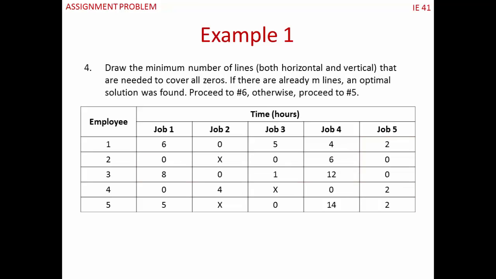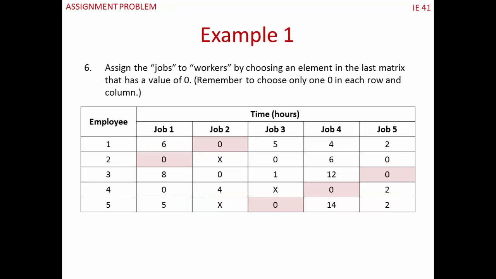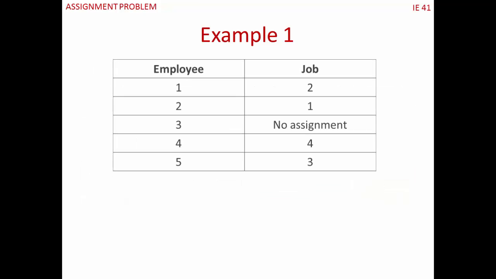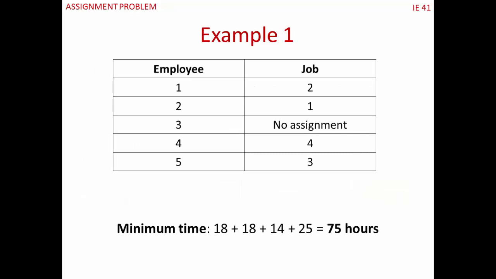We return to step 4 by covering all the zeros in the new matrix. We now have 5 lines covering all of the zeros. Therefore, we have found an optimal solution. The following table shows the optimal assignment of the employees to the jobs. And the minimum time is 18 plus 18 plus 14 plus 25, and that is equal to 75 hours.